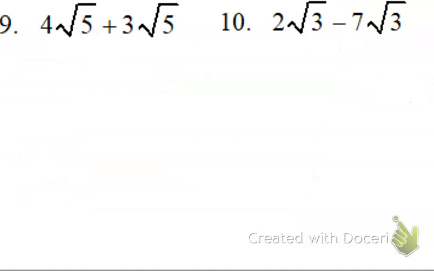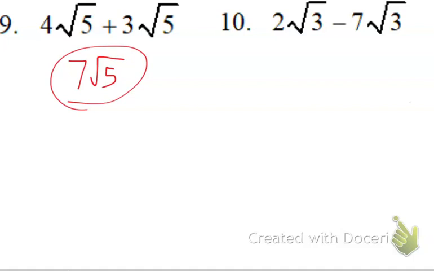Number 9, 4 square roots of 5 plus 3 square roots of 5 is 7 square roots of 5. Number 10, we got like radicals as well. 2 square roots of 3 minus 7 square roots of 3 is negative 5 square roots of 3.